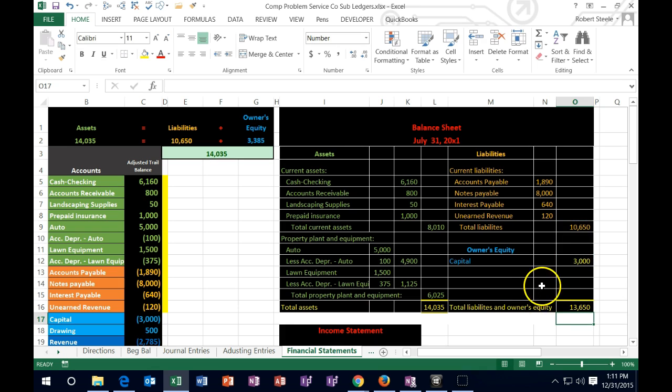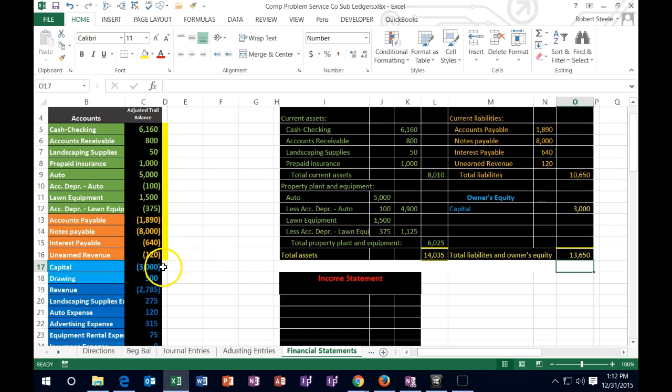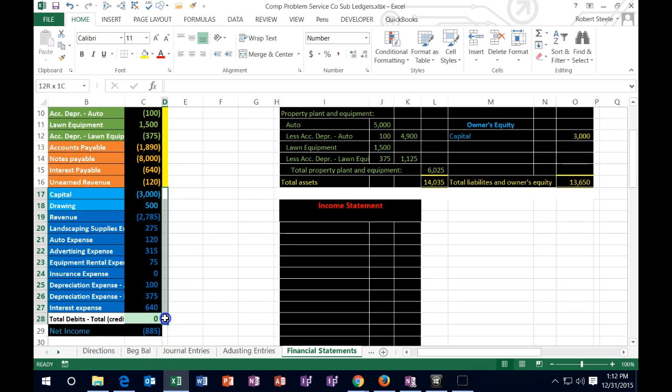So that 10,650 plus the 3,000 is 13,650. Doesn't add up to the 14,350. Why? Well, we haven't found a home for everything. And we've got all this stuff that we haven't found a home for.